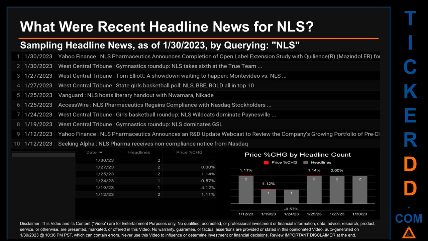Tuesday, January 24, 2023 was the day with the highest percentage change in price when we compare opening versus closing price for the ticker. The day saw a drop of -0.57% when NLS opened trading at $1.76 and closed at $1.75. There was one found headline when West Central Tribune published the headline that read, Girls Basketball Roundup, NLS Wildcats Dominate Painesville.